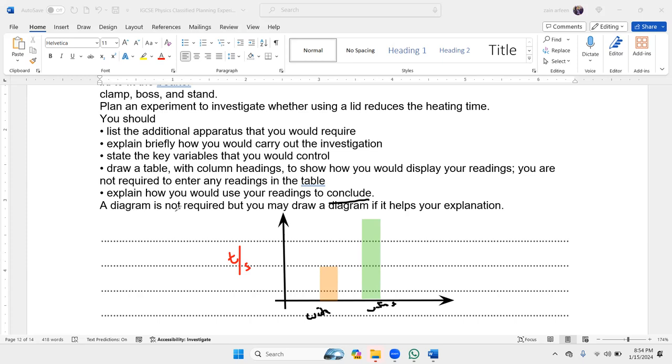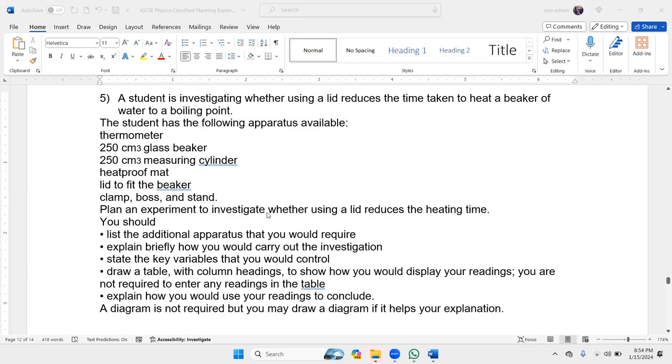In the question, they mention a diagram is not required, but you may draw a diagram. So whenever an option is given, you may, then you should draw a diagram. The reason why you should draw a diagram is because sometimes your explanation may not be complete, so your diagram scores that mark. So I advise whenever you're planning an experiment, always draw a diagram, even though it's optional. Is this experiment clear?